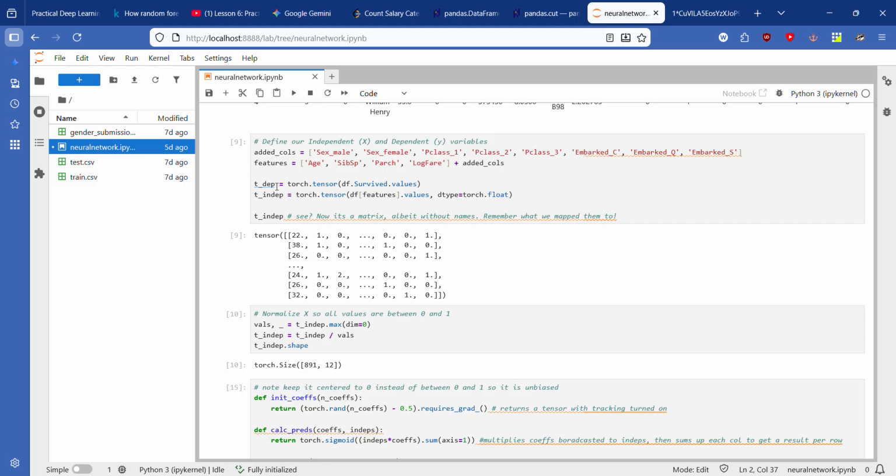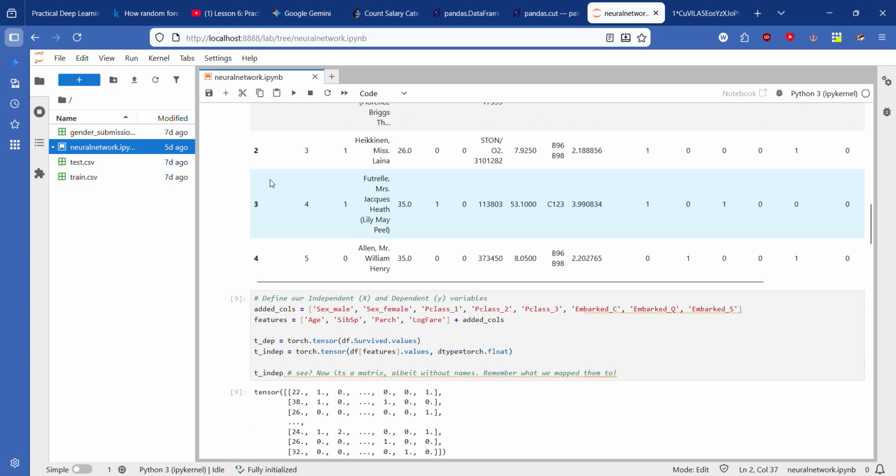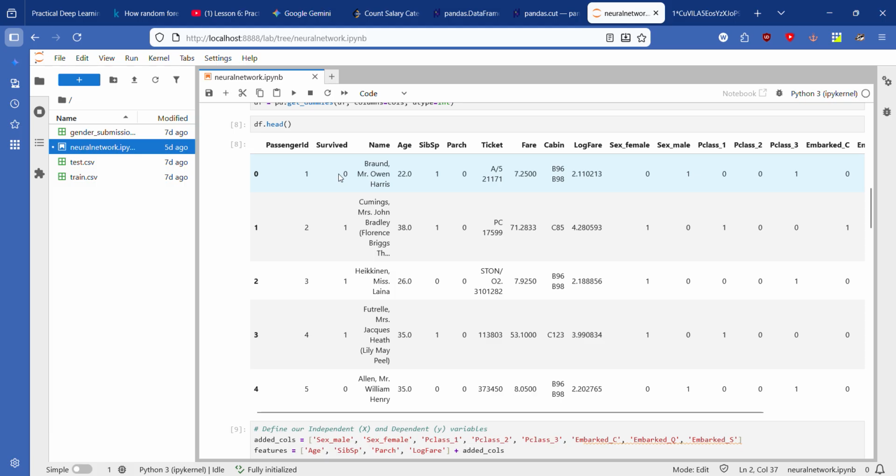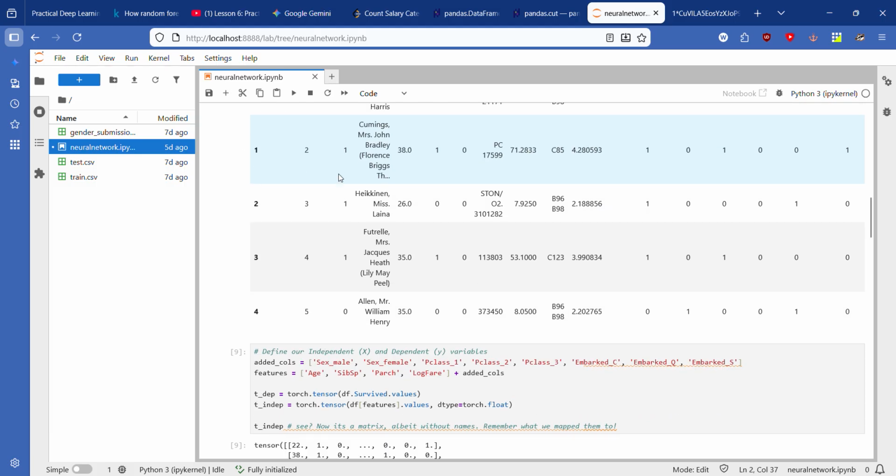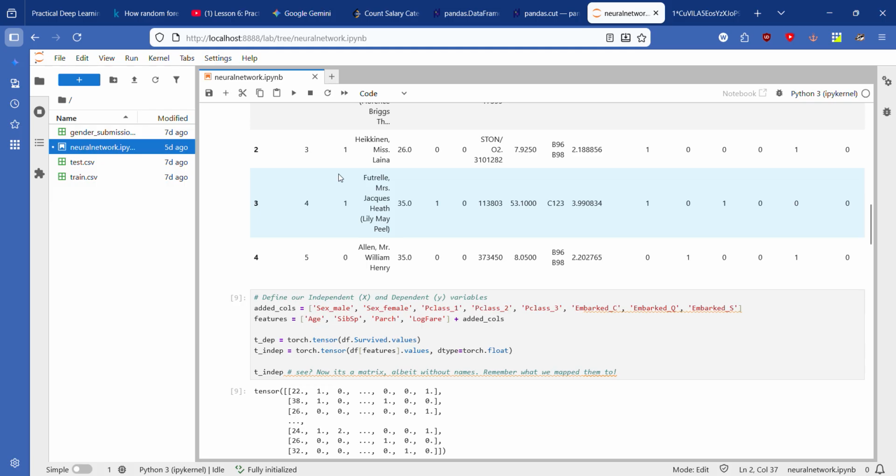So dependent is like the actual answer, and that would be if they survived, 0 or 1. That's our answer. That's what we're trying to predict. So we don't want the model to see the dependent variable because that would literally be the answer. That's like giving a kid a test and then giving them the answer. So you don't want that. You want them to actually take the test and try to guess the best answers. So the independents are going to be those features that we just described.